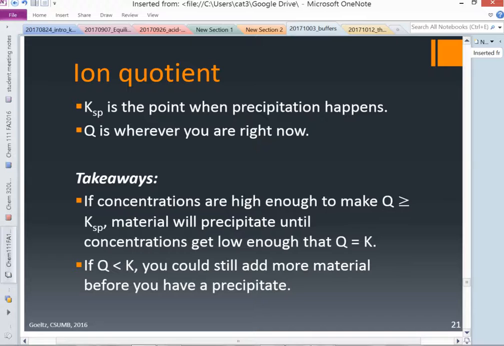Bunch of words on this slide, but these ones matter. Q is products over reactants, which here is just products. You multiply products. And if you compare Q and K, which is typically what you do with Q and K, if the concentrations are high enough so that Q is greater than KSP, the dissolved material will precipitate. Until what? Until Q equals K, because then you're at equilibrium. You're unlikely to shift.